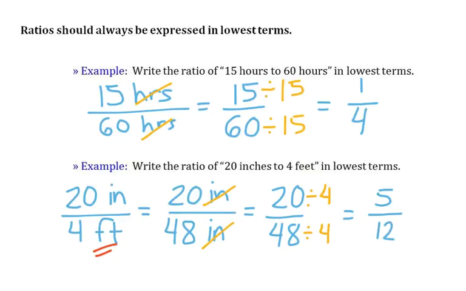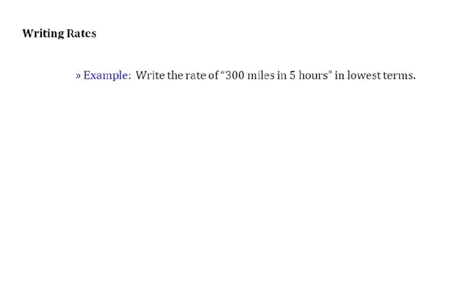So now another aspect of our ratio and proportion discussion will be about rates. And it turns out a rate compares two different quantities, two quantities that have different units. So for this example, we're asked to write the rate of 300 miles in 5 hours in lowest terms. Just as with our ratios, we can express a rate in fraction form.